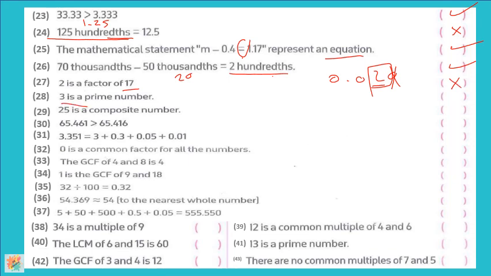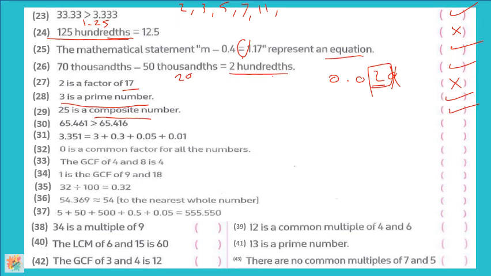3 is a prime number. ما تنساش البرايم هما مين؟ 2, 3, 5, 7, 11, 13, 17 and so on. The next: 25 is a composite number. Yes. ليه يا مستر؟ عشان عنده more than 2 factors، عنده 5 by 5 and 1 by 25.